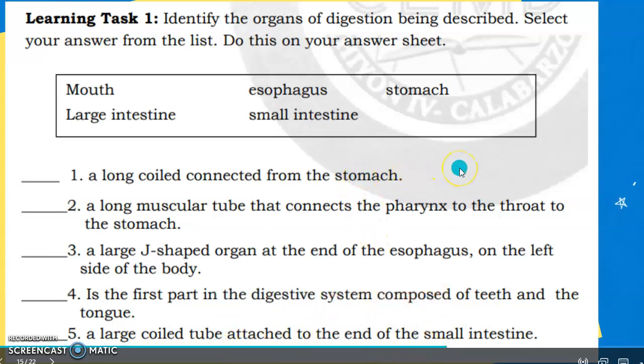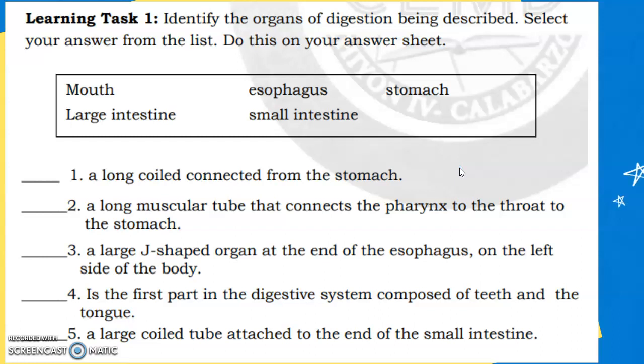Ang dali lang, di ba? Check natin ang inyong sagot. 1, ang sagot ay small intestine. Number 2, esophagus. Number 3, stomach. Number 4, mouth. At ang number 5 ay ang large intestine. Okay na. Next na tayo.